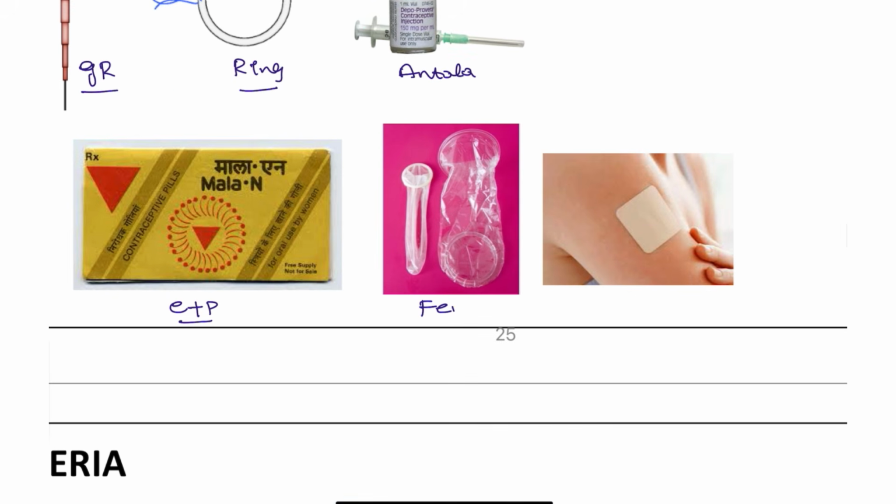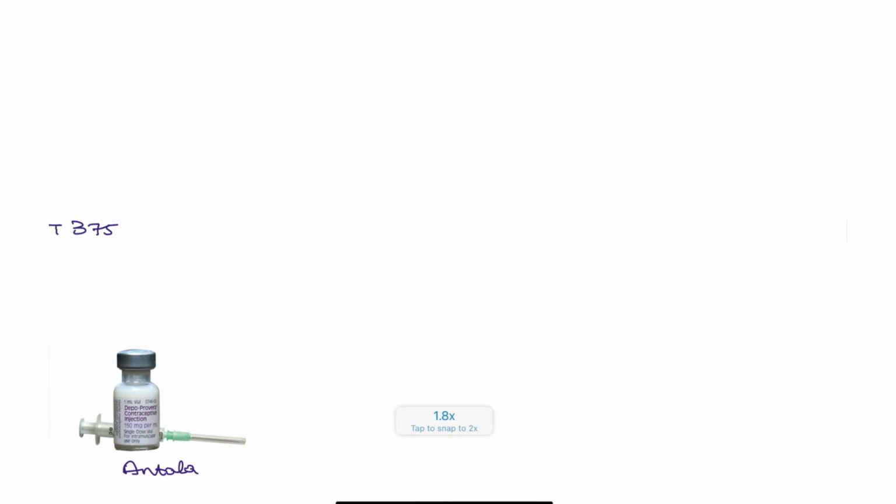And this is the Mala N, which consists of estrogen and progesterone. These are the female condom, and this is the male condom, and these are the patches, which have a lower Pearl index. What is meant by the Pearl index? Recent INICET question: the number of failure pregnancies in 100 woman-years.